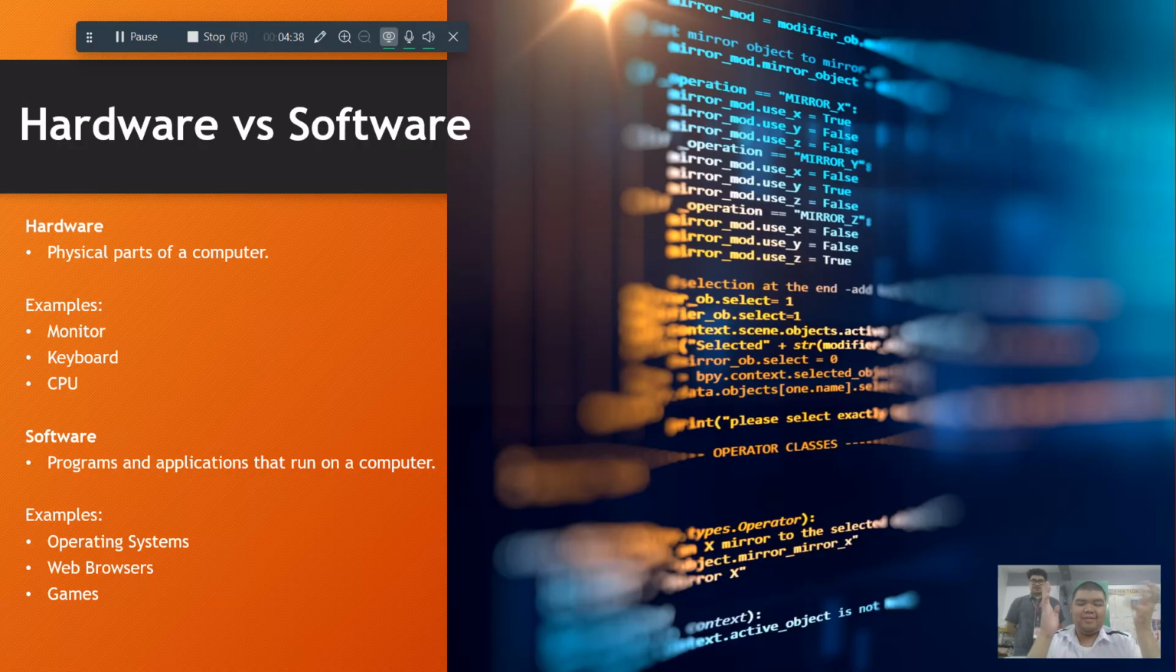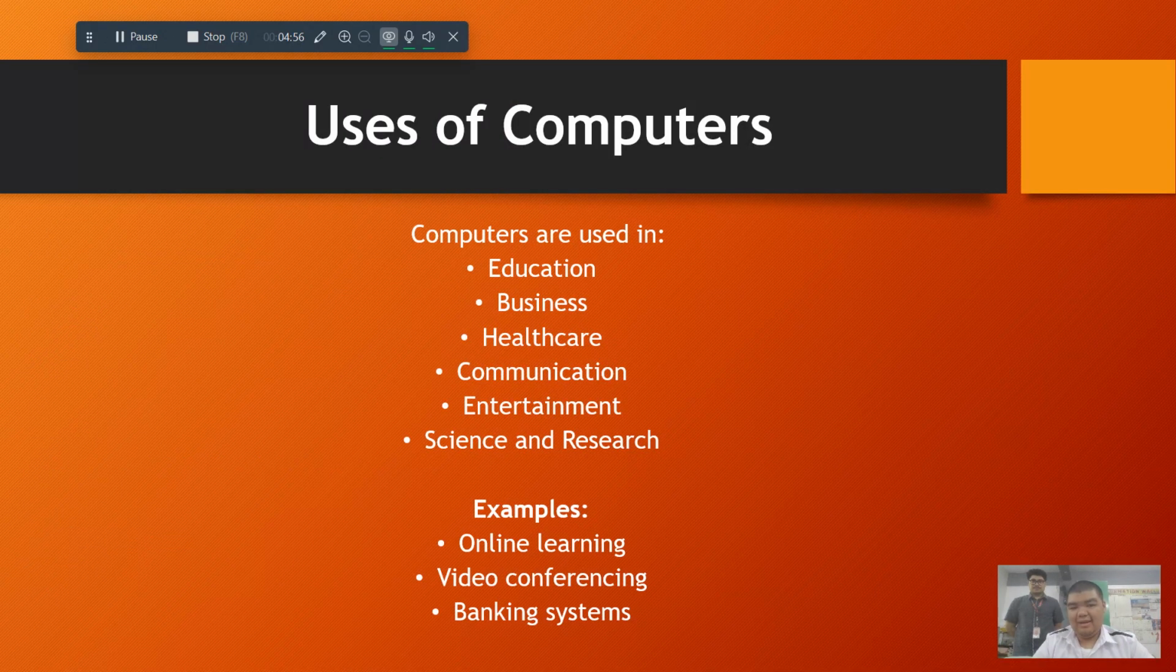So what is hardware versus software? Hardware is the physical parts of the computer: monitor, keyboard, and CPU. Software is programs that run on a computer: operating systems, web browsers, games, and others. These are the uses of computers: education, business, healthcare, communication, environment, science and research. Examples are online classes, video conferences, and bank systems.